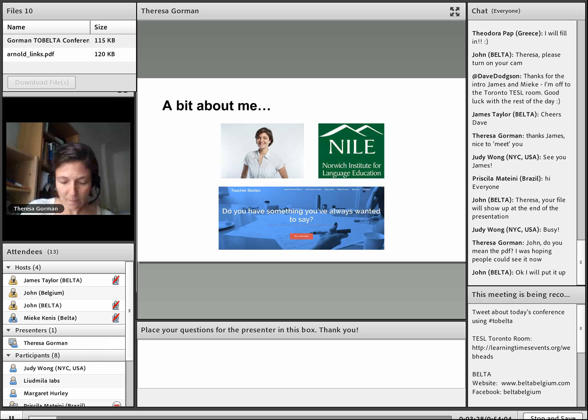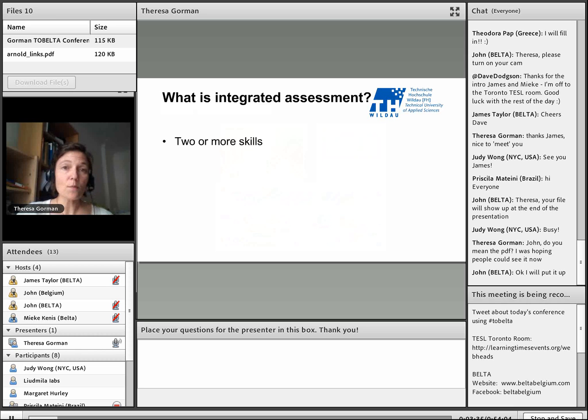So anyway, what is integrated assessment? Mainly, we're talking about assessing two or more skills at the same time, or tasks which involve two or more skills. For example, listening and reading to write, listening to speak, things like that. So it's usually designed to assess productive skills, and it's based on a very holistic view of language ability as a whole, instead of dividing up language ability into different isolated skills. There are different definitions and different approaches to integrated assessment, which we can talk about if you like.